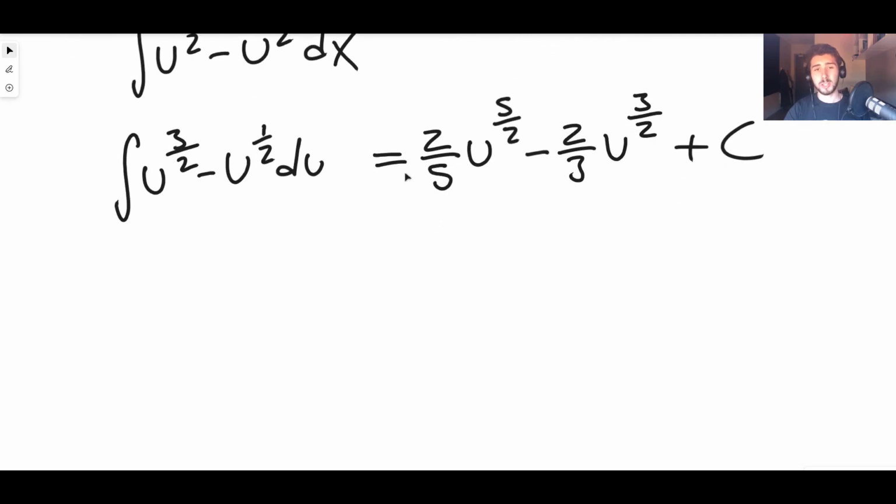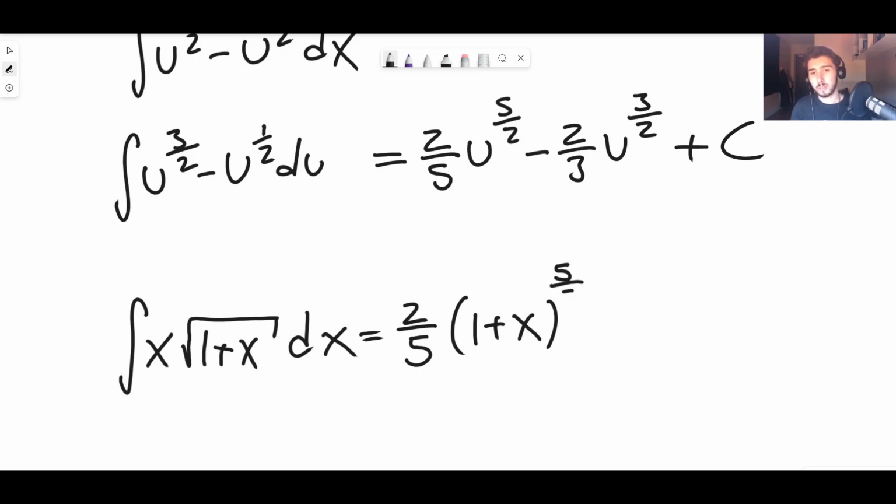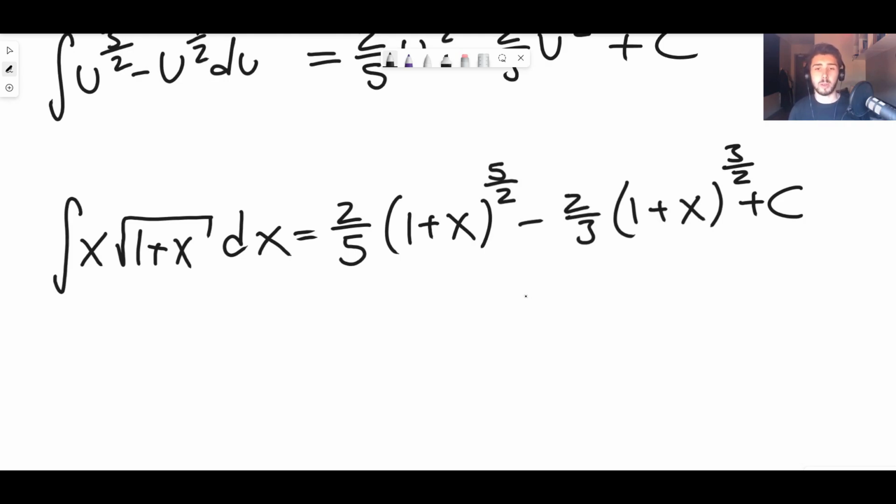So all we do is we come down here and we can say finally that the integral of x times the square root of 1 plus x, that was the original thing that we began with, dx is equal to 2 over 5, and u is 1 plus x, so (1 plus x) to the 5 over 2, minus 2 over 3 u, u again is 1 plus x, to the 3 over 2, plus c, and that would be the answer. You can factorize this and simplify the answer a little bit, but if we don't look at that, that would just be your answer. That's the answer to that integral.